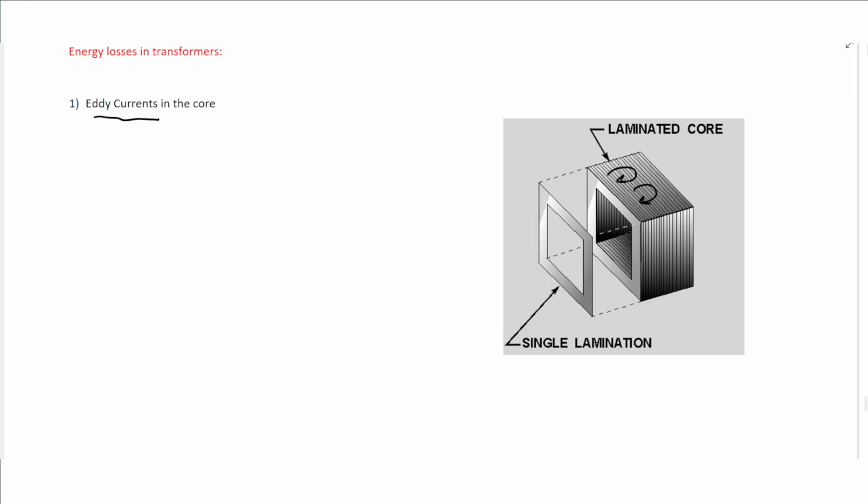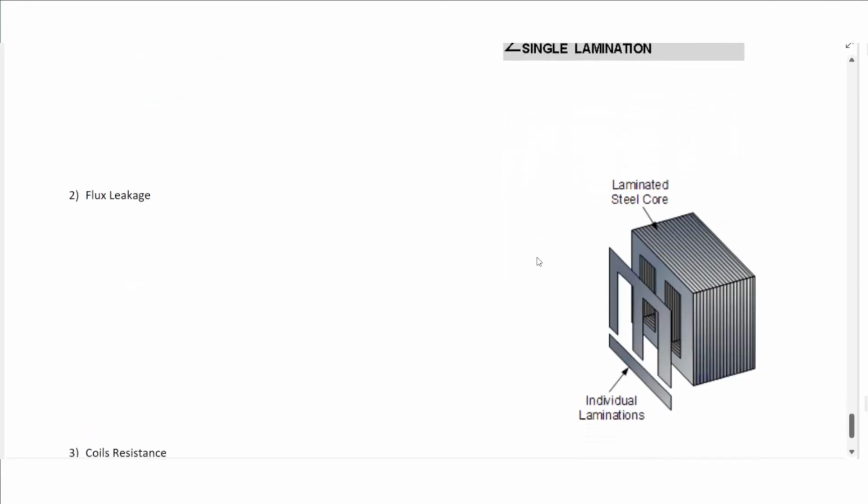But if you make the core out of sheets, laminated, with insulating materials in between, these currents will disappear. Because there is a poor conducting material, current cannot flow through a poor conducting material.